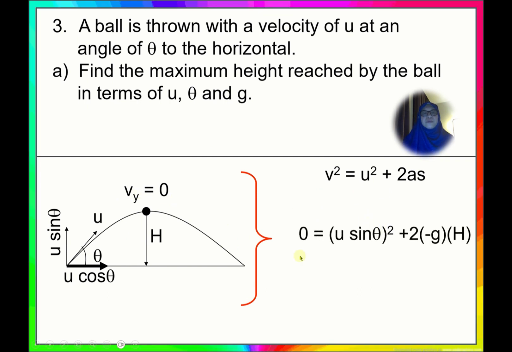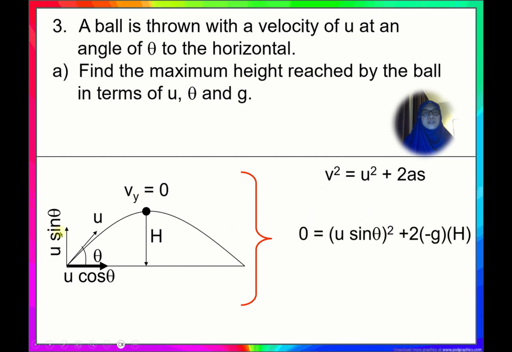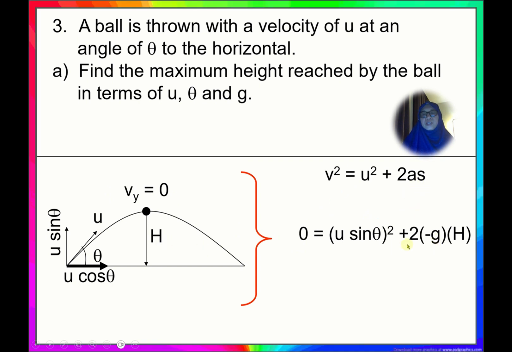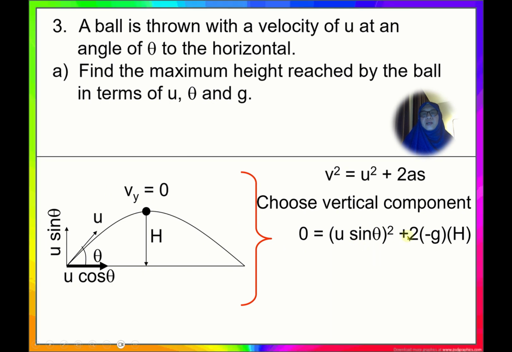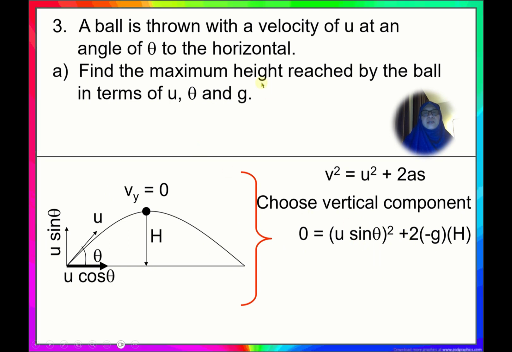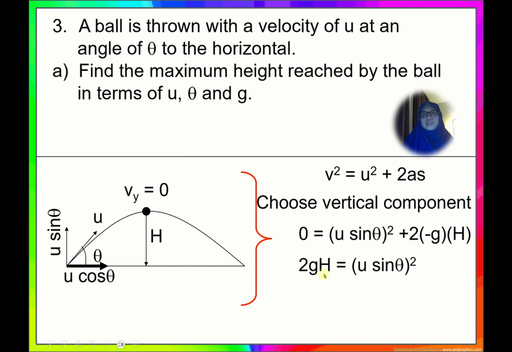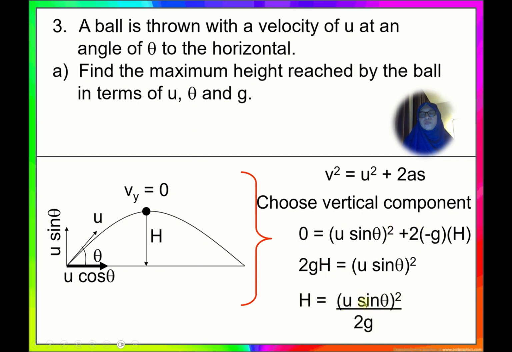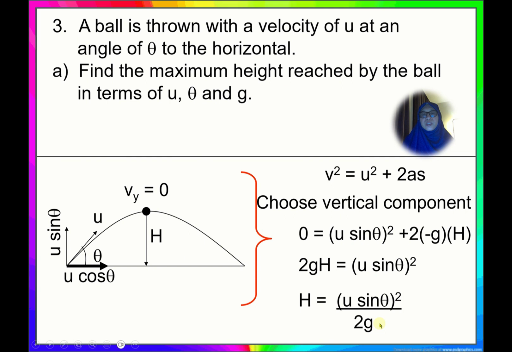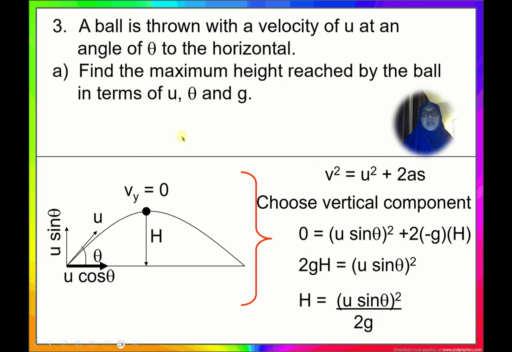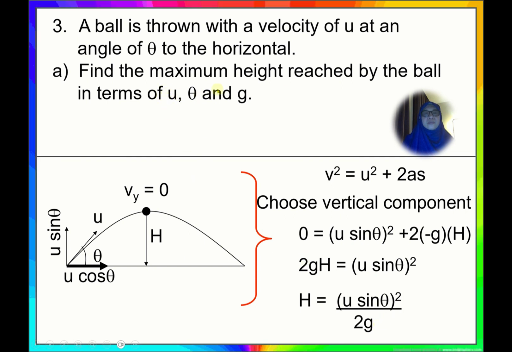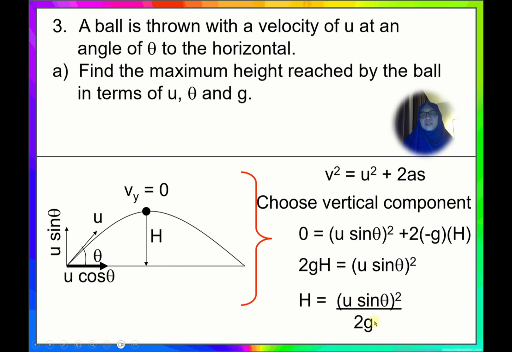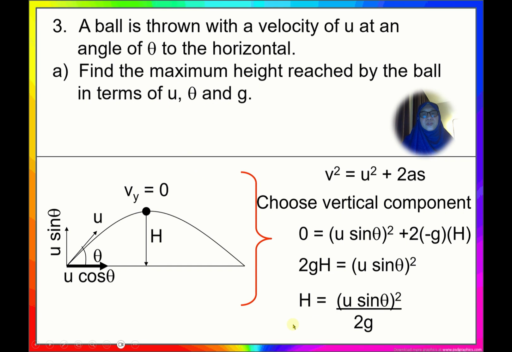So at the peak, Vy is 0, and then uy is u sine theta, and then a is negative g, and then s is h. So we simplify this to get the maximum height. So we put h as the subject here. We arrange the equation, and we get h equals (u sine theta) squared over 2g. So this is the answer. All is in the terms asked by the question already: u, theta, and g. So next we go to question 3b.